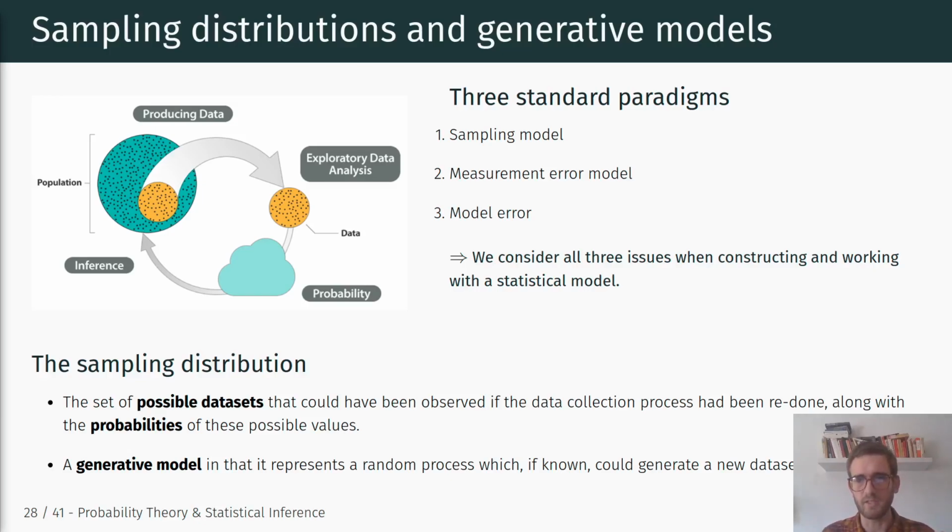Lastly, the way we think about this is that the sampling distribution itself, the process of the sampling distribution in this broader sense, we can think of as a generative model in that it represents a random process which, if known, could generate a new data set, right? So that's a broader view of the sampling distribution as basically a random process that is never entirely known, but if it was known, we could recreate new data sets and new analyses again and again and again. So it basically represents the entire data generating process. Okay.